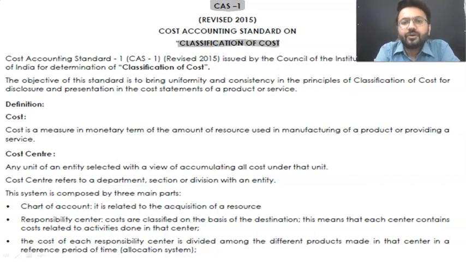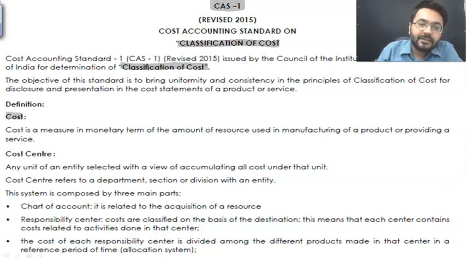There are n number of costs which are involved, but how are you going to classify them, under which particular heading is a cost going to be allocated? This is the objective of CAS 1. That means classification of cost, so that we have uniformity and consistency while placing a particular cost item under a cost head.